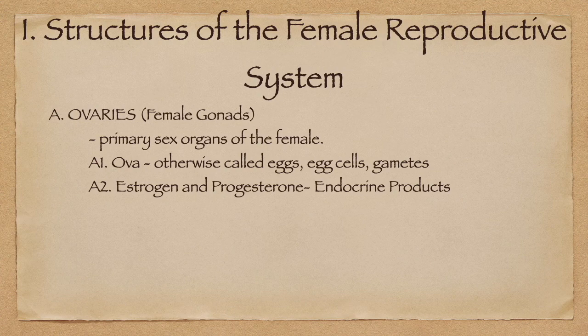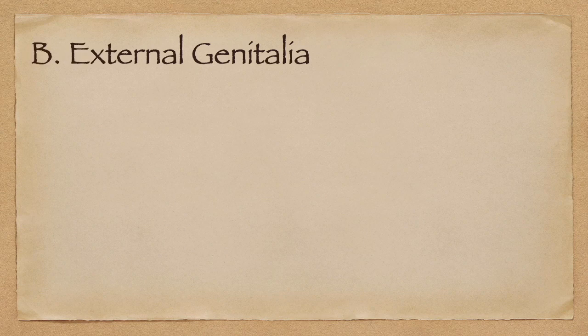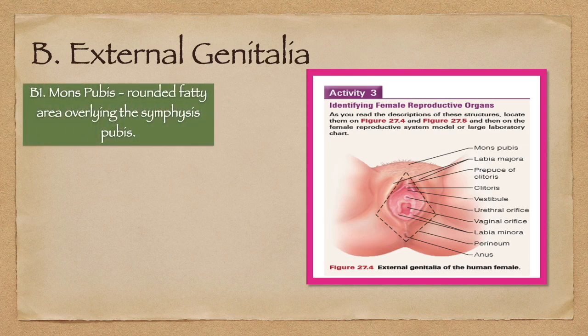The accessory structures of the female reproductive system transport, house, nurture, or otherwise serve the needs of the reproductive cells and/or the developing fetus. The reproductive structures of the female are generally considered in terms of internal organs and external organs, or the external genitals. The external genitalia consist of the mons pubis, the labia majora and the labia minora, the clitoris, and the urethral and vaginal orifices, and the greater vestibular glands.